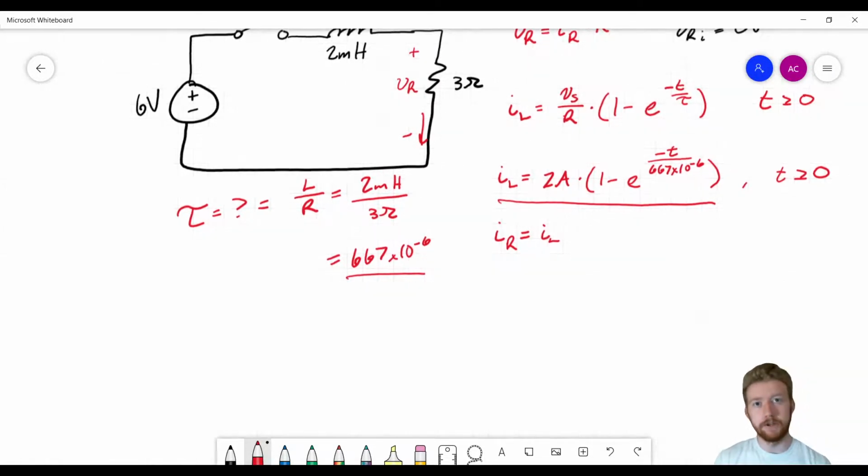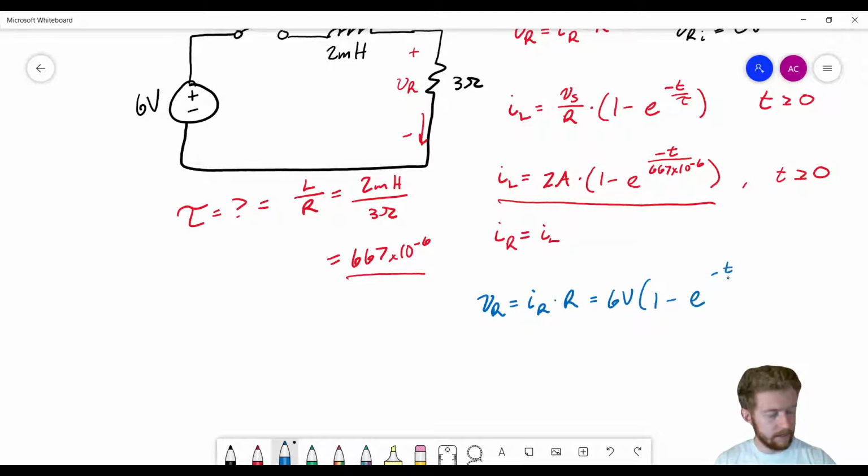Now how can we get the voltage through that resistor? Well, remember, Ohm's law just says V is equal to I times R. So VR is equal to IR times R. So in this case, the voltage across that resistor is just going to be 6 volts times 1 minus e to the negative t divided by 667 times 10 to the minus 6, for t greater than or equal to 0. So now we know the voltage and the current for that resistor.